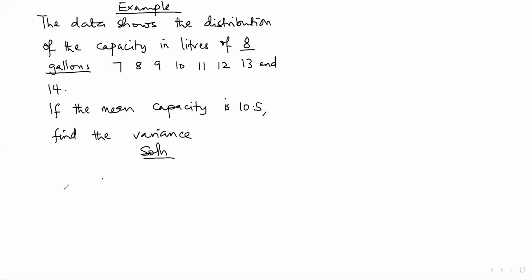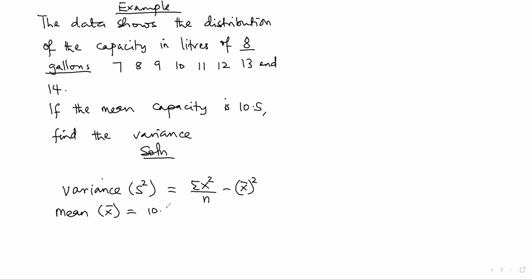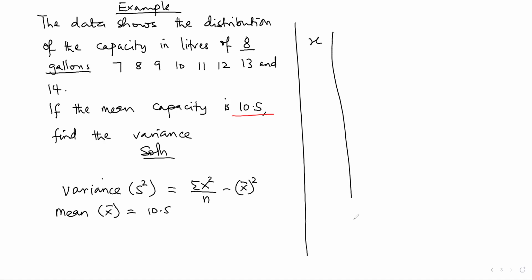So we can say our variance, which is our s squared, is summation of x squared over n minus our mean squared. But in this question, we're given our mean to be 10.5, as you can see over here. So we just need to solve for our x. We can get our x.